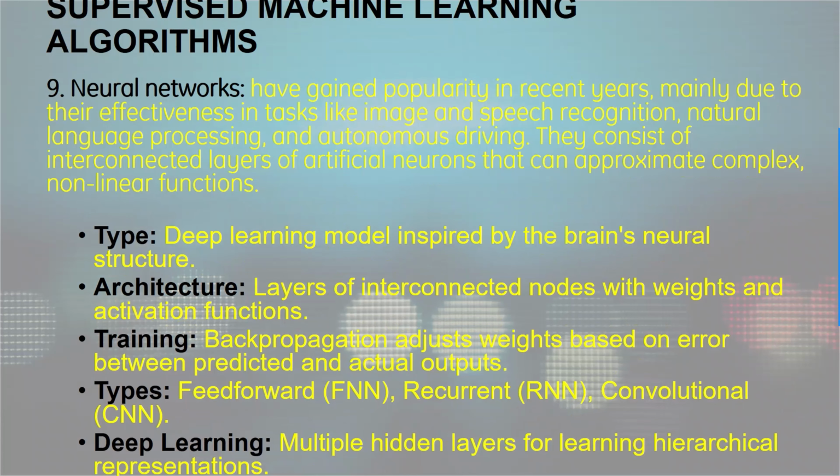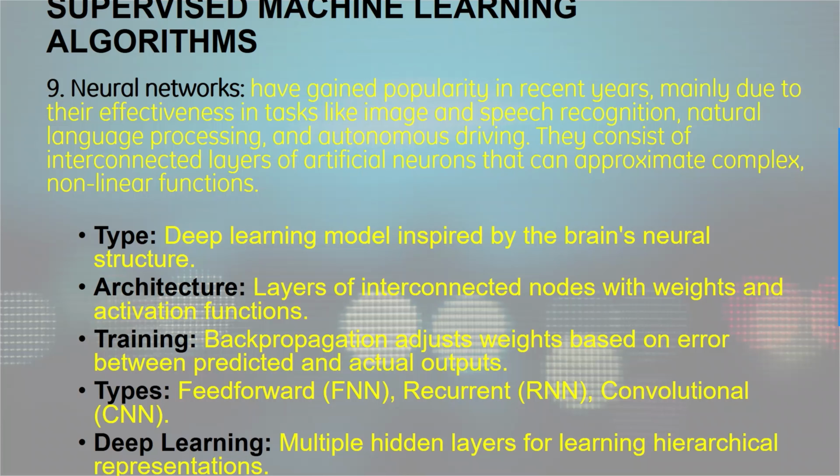So the ninth and last one is neural networks. This has gained popularity in recent years, mainly due to its effectiveness in tasks like image and speech recognition, natural language processing, and autonomous driving. They consist of interconnected layers of artificial neurons that can approximate complex nonlinear functions. The type here is a deep learning model inspired by the brain's neural structure.